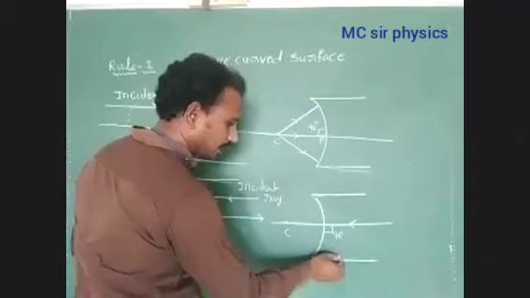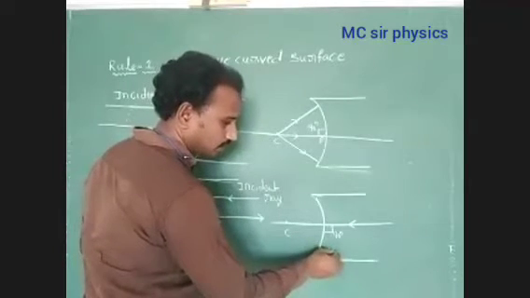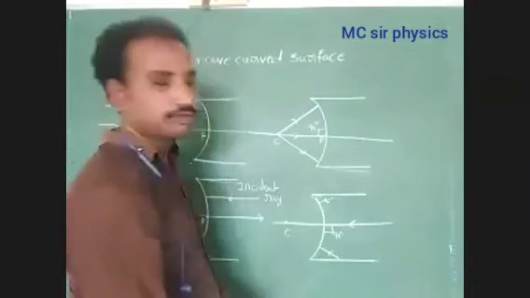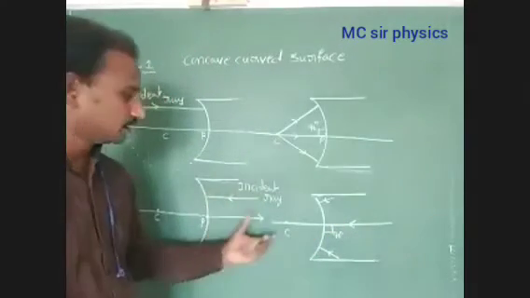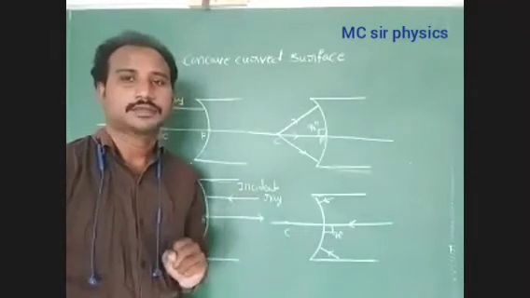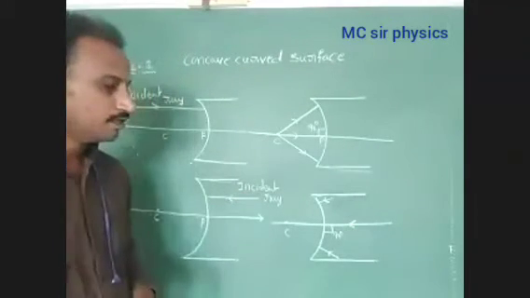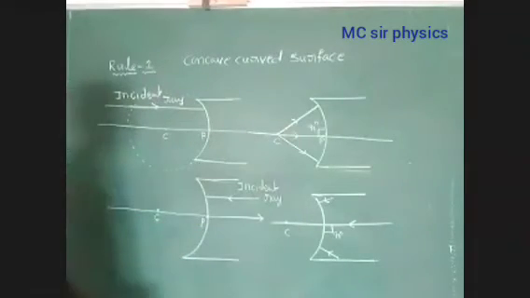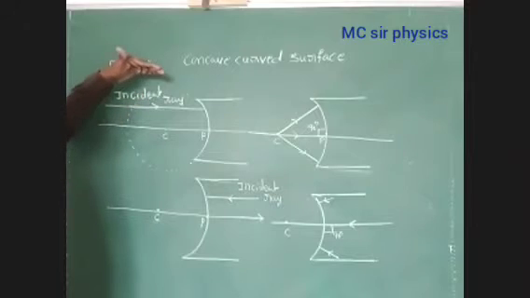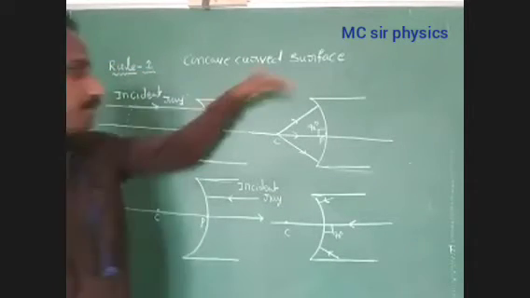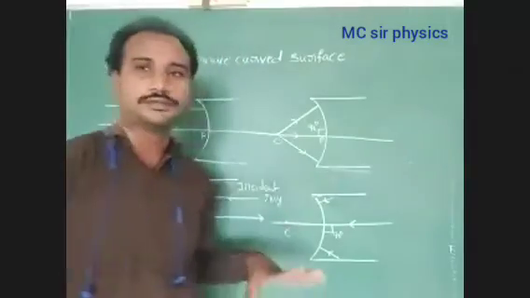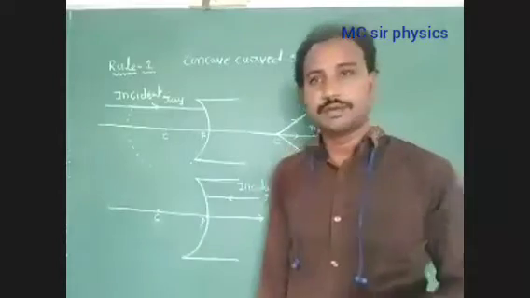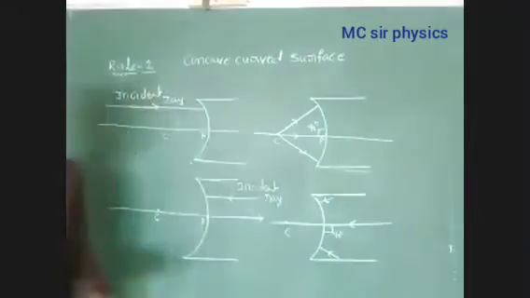We have to consider another two light rays. This is another light ray and this is also another light ray. So you have to find the refracted ray direction in the rarer optical medium. Okay, these are the given conditions. This is the first rule, this represents the second rule, the third rule, the fourth rule. With the help of these rules, we find the image formed by the convex curved surface and concave curved surface.